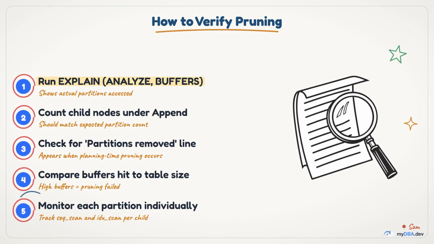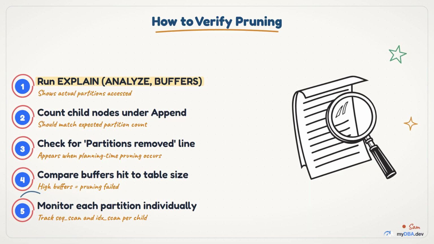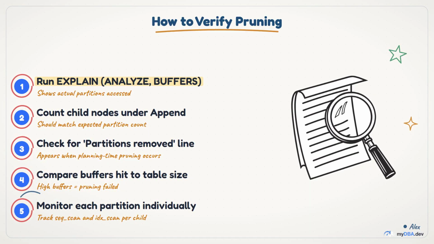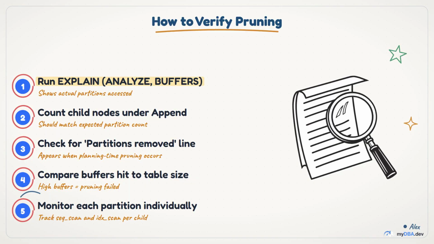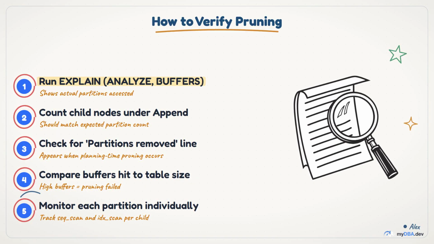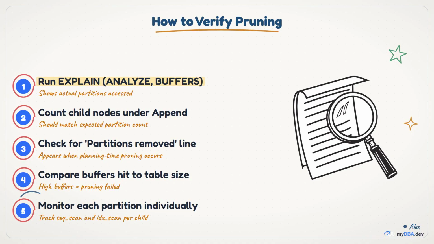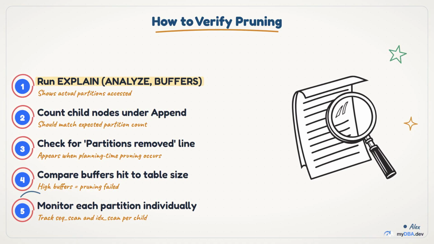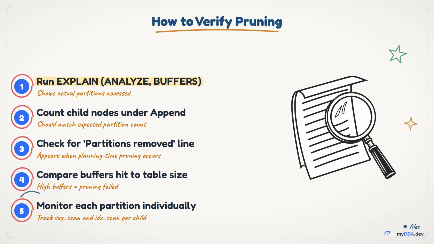What about in production, when I can't run explain on every query? Monitor each partition individually using pg_stat_all_tables or similar views that include partitions. If seq_scan or idx_scan counts are climbing on partitions that shouldn't be accessed, like old historical partitions, you've got a query that's not pruning. Cross-reference with pg_stat_statements to find the query text, and set up alerts on partition scan rates so you catch it early.